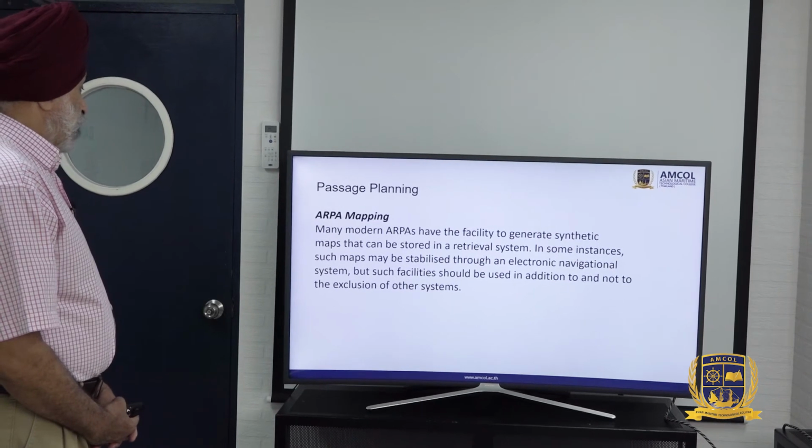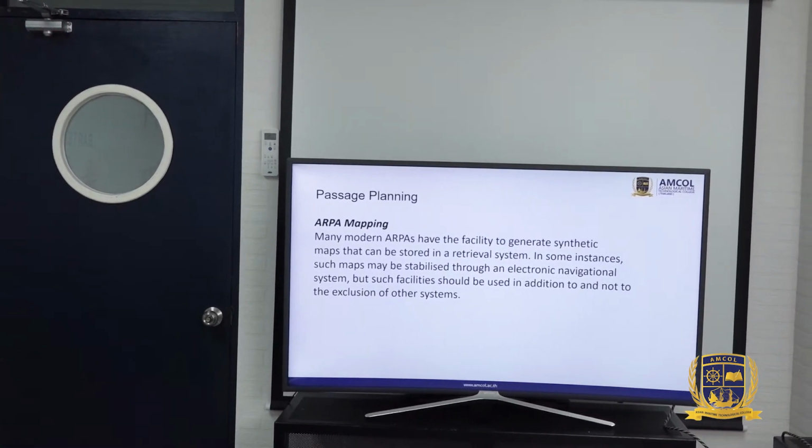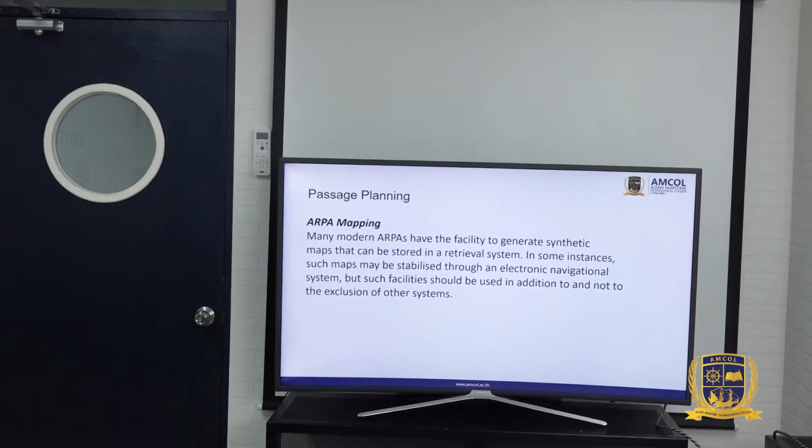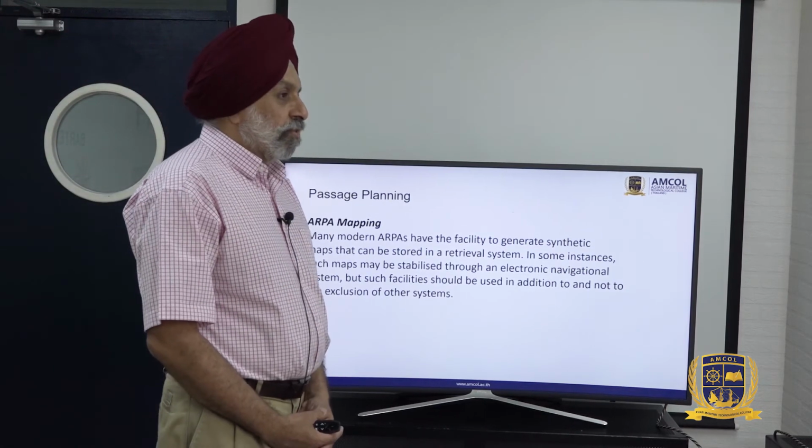Then there is ARPA mapping. Modern ARPAs have the facility to generate maps that can be stored. In some instances, such a map may be stabilized through electronic navigation. Nowadays, because you have ECDIS, this may not be so important.